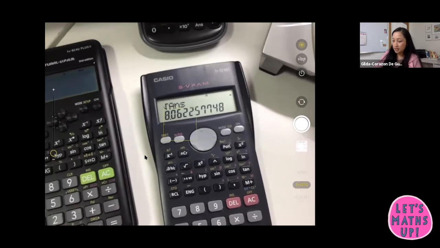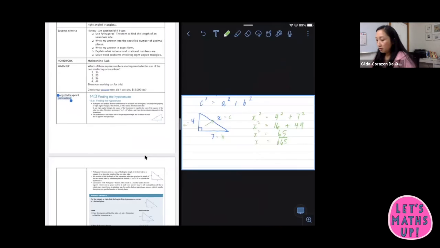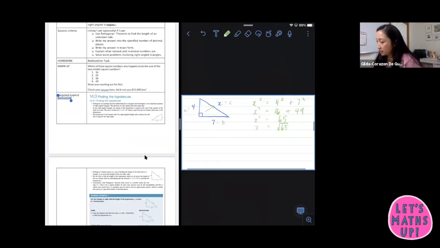Seth was right. He said it was 8 point something, right? So when you press that, you get 8.06, to 2 decimal places.